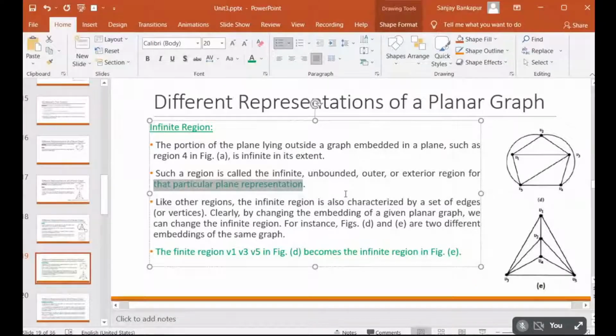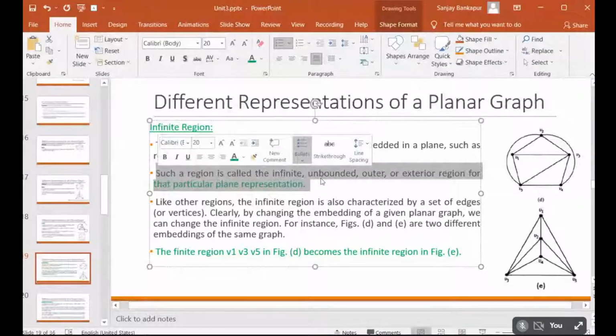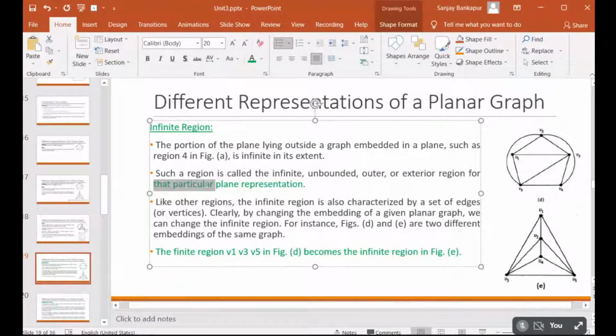If the plane representation is something else, the geometric representation of that particular region, or the surroundings of that region, will change. So it is all about the particular plane representation. Like other regions, we'll quickly see. That's why I have taken this example, to understand this second line, especially that particular plane representation.